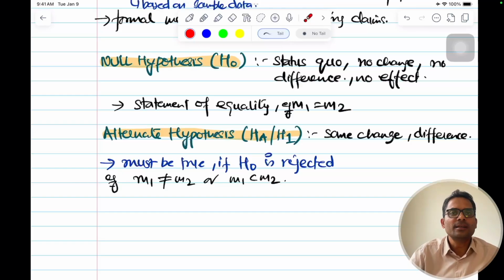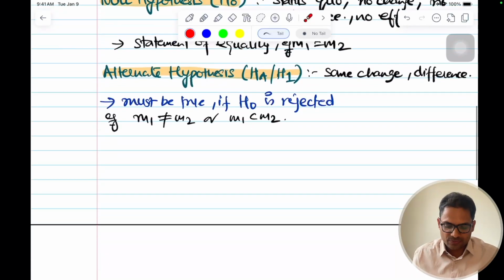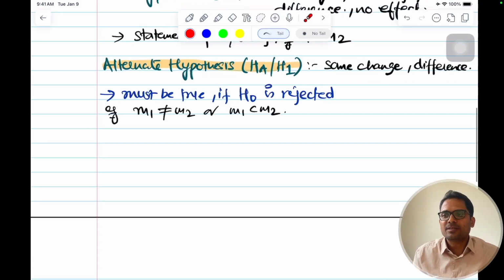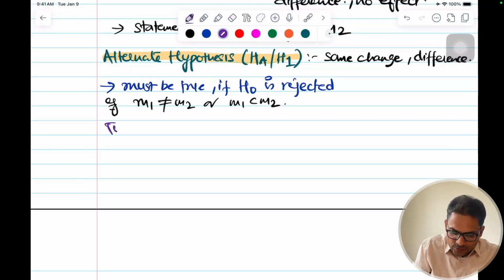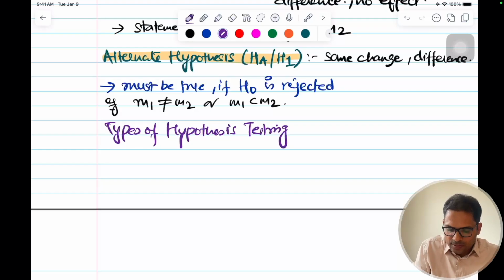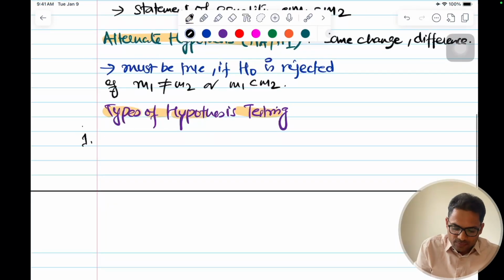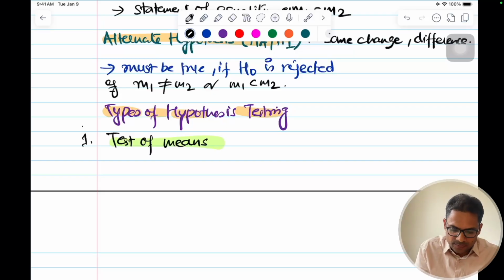Before that, let me discuss what kinds of tests we do, so you get acquainted. I won't cover all the tests, but I'll give you some of the most common tests that we perform. I'll write types of hypothesis testing that are most commonly used. We'll start with the first one. The first type is when we compare means. We do a test of means, whether the means of two samples are the same or not. It is called a test of means. Mean is the average.